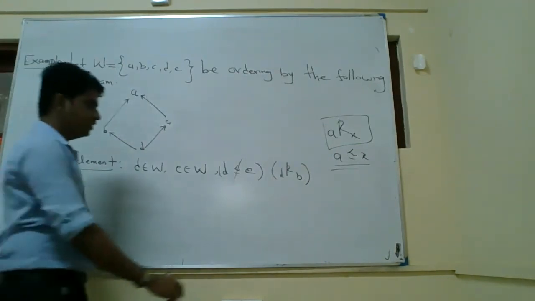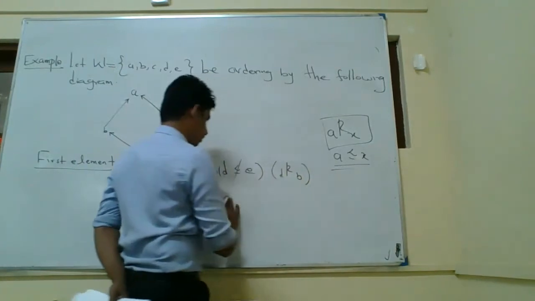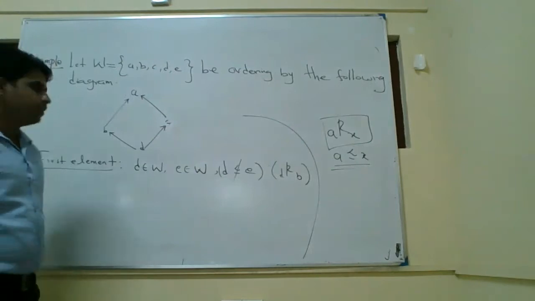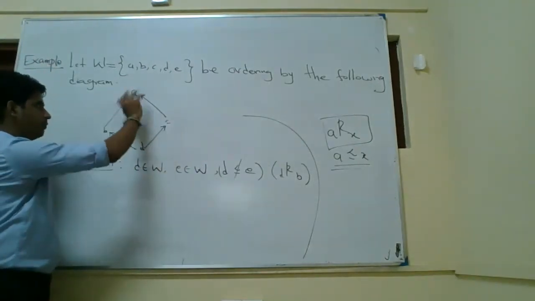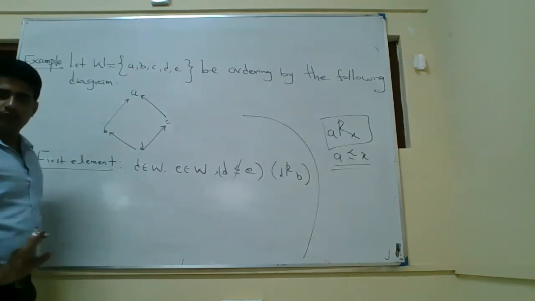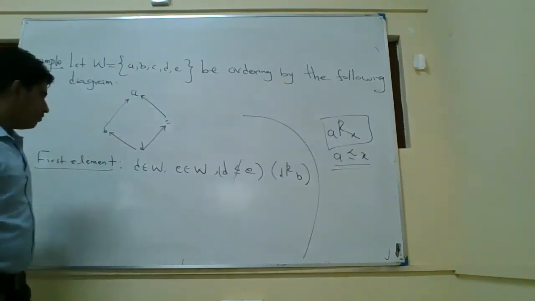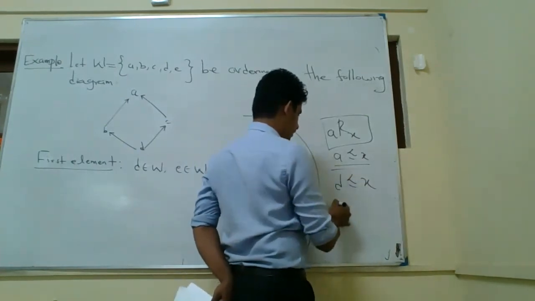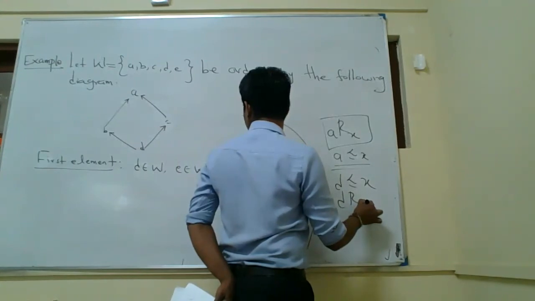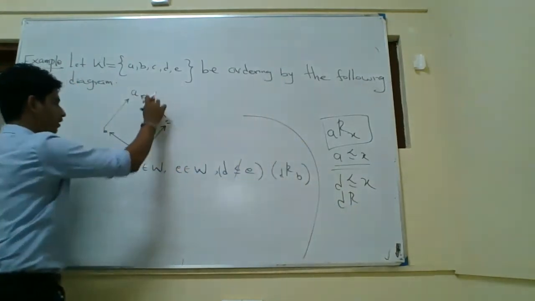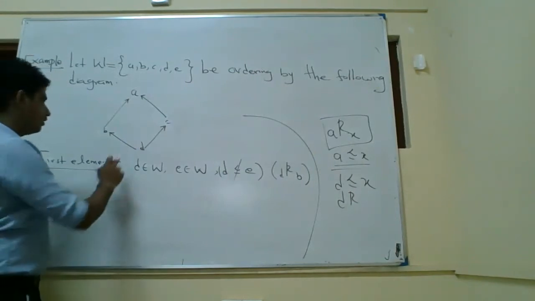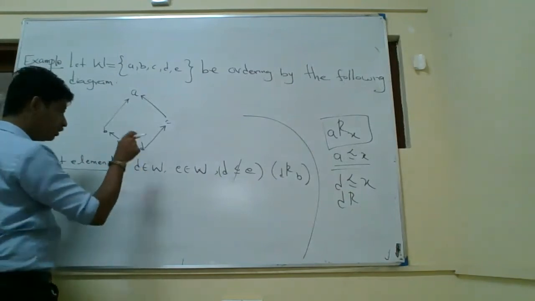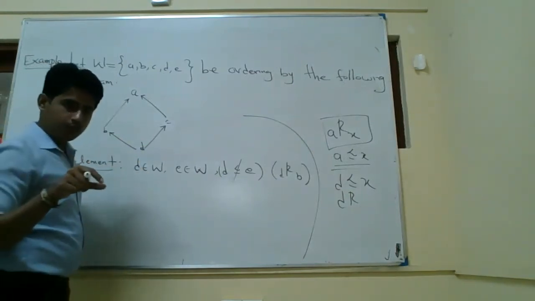Now you can say that, suppose for this diagram we delete up to D. Now what is your first element? Now your first element is D. Why? Because D precedes every element X. That means D precedes A. D precedes C. Yes. D precedes B. Yes. D precedes A. Yes. Therefore, D is your minimum, that first element.